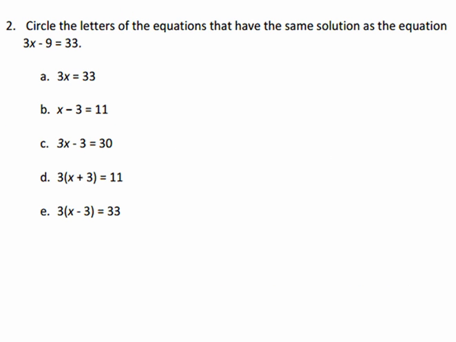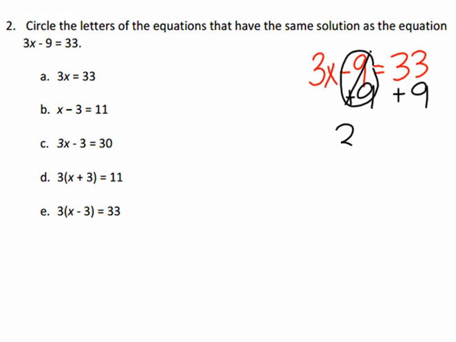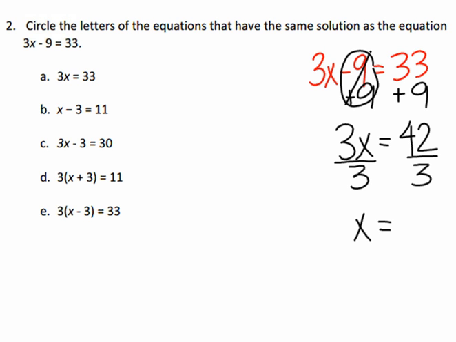All right, part 2, circle the letters of the equations that have the same solution as 3x minus 9 equals 33. So I'm going to begin by solving this equation to know what solution I'm looking for. In a two-step equation, we're going to add 9 on each side first. Cancel 0 pairs. So we get 3x equals 42. And then divide by 3 to get x equals 14. So we're looking for the letters that are equal to 14.